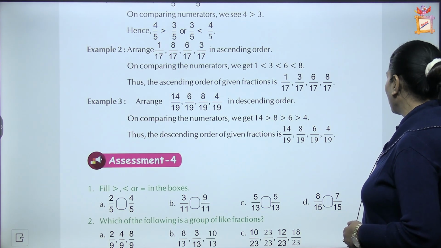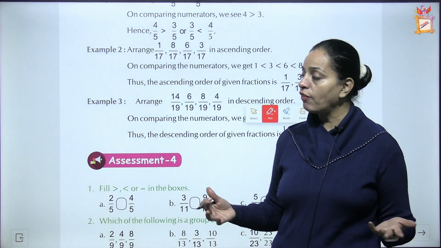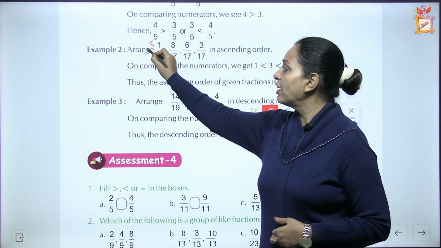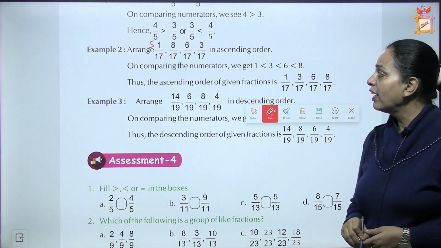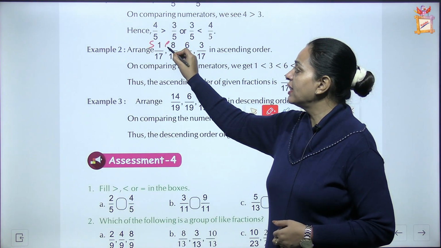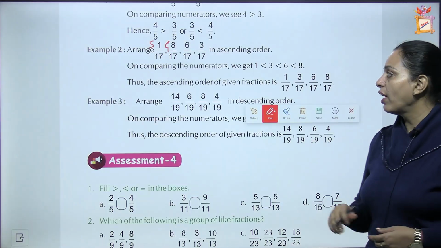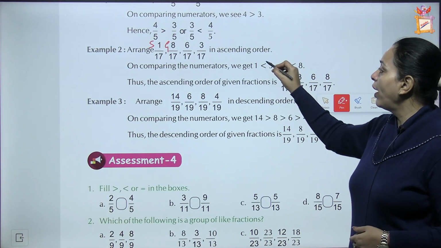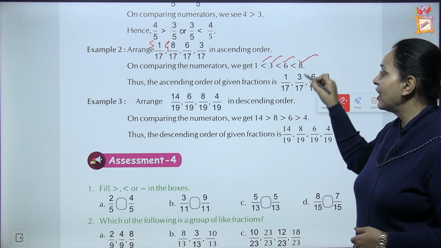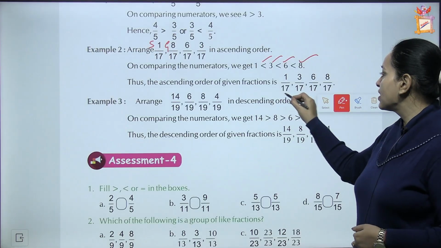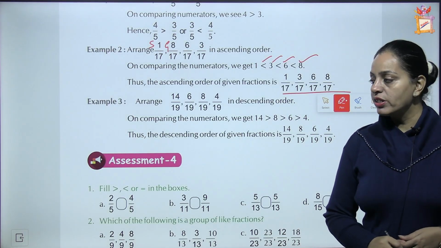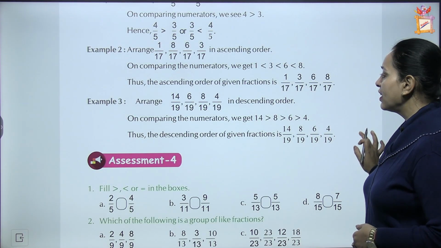तो जो सबसे छोटा numerator होगा वो सबसे छोटा fraction होगा. So 1 by 17 is the smallest one and 8 by 17 is the greatest one. So how we can write? 1 less than 3 less than 6 less than 8. Now this is the ascending order, right? I hope this is clear to you.